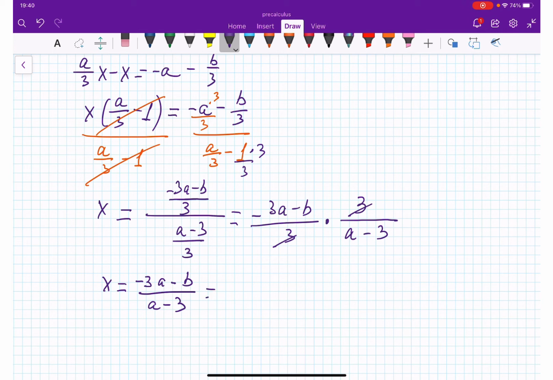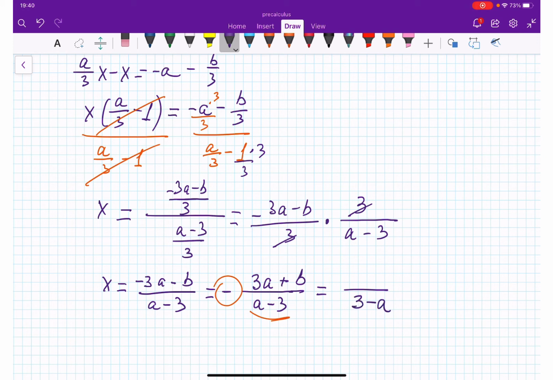I can take the negative sign out in front of the parentheses and flip every single sign in the numerator. So what was negative becomes positive, what was negative becomes positive also. And here I have a minus 3. And then this negative sign here, I will apply to the denominator. So my denominator, instead of a minus 3, will become 3 minus a.